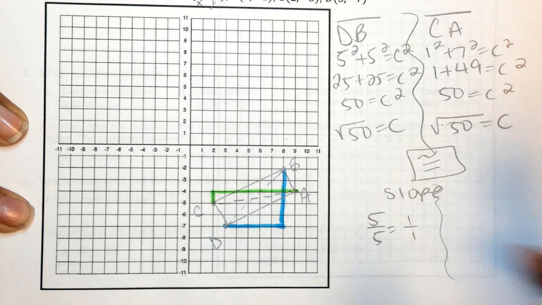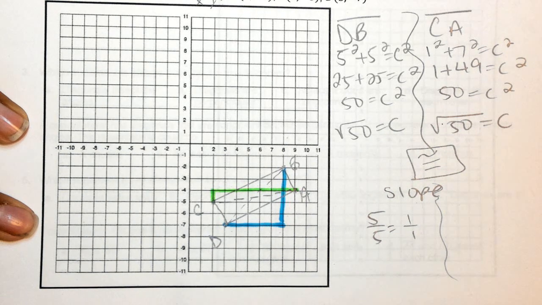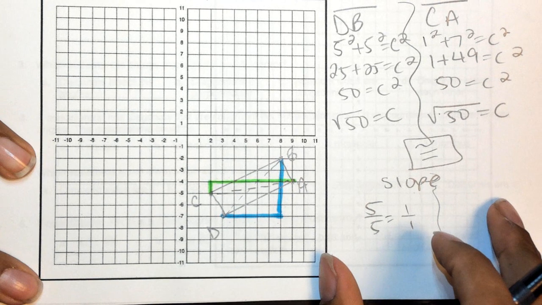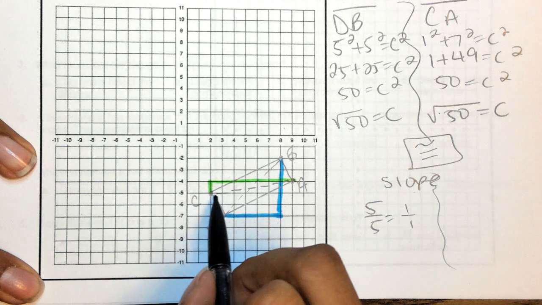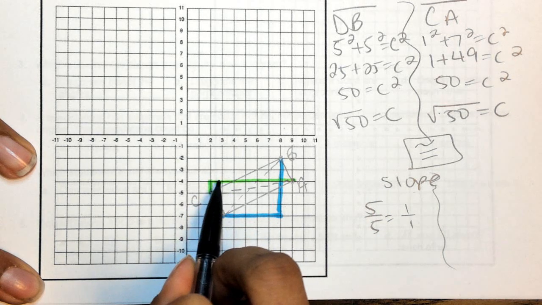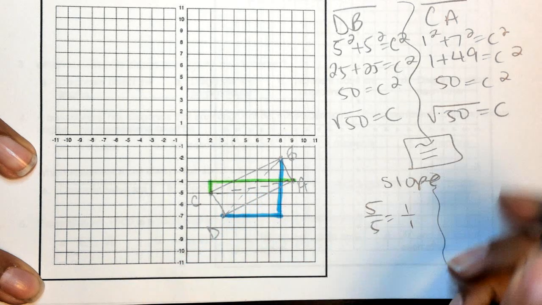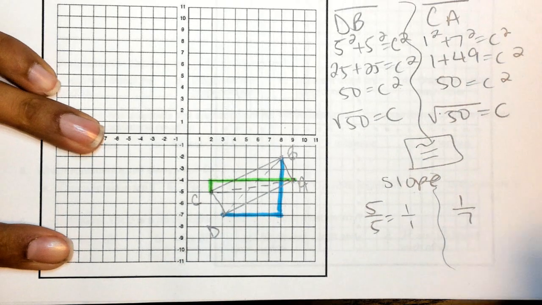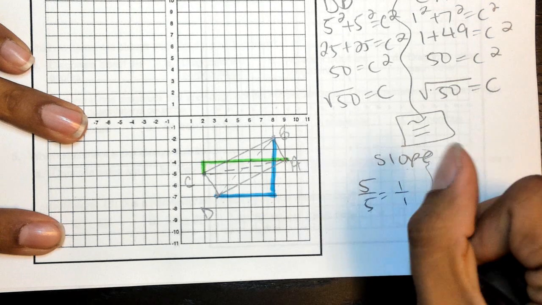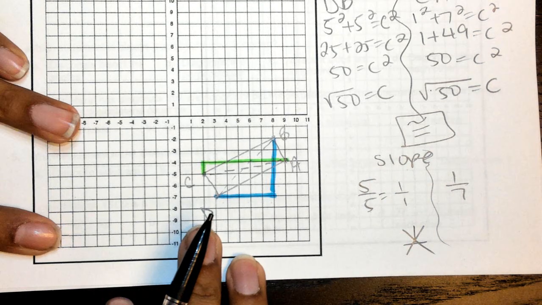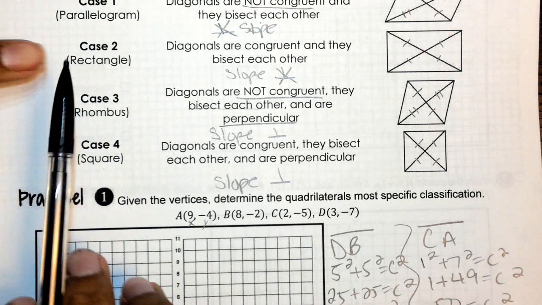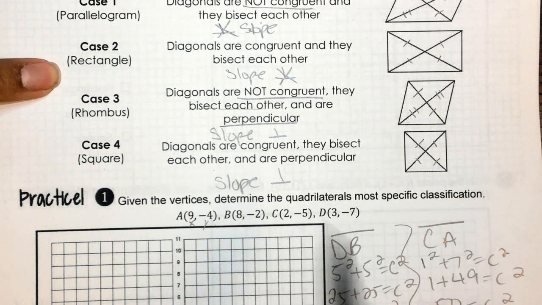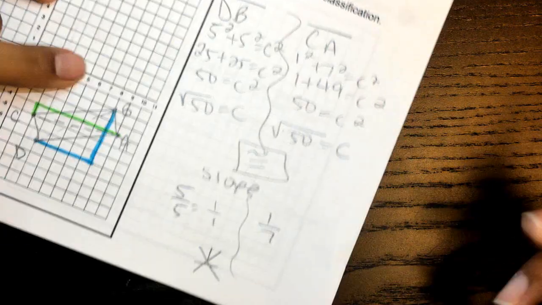Remember, you will have to pay attention to the negatives because perpendicular slopes are going to be flip and switch, so opposite sign and a flipped fraction. That's all we got for DB. For CA, we're going to rise only 1 and go over 1, 2, 3, 4, 5, 6, 7. So 1 over 7. Can't simplify that. So clearly, this is not perpendicular. If we go back to the top, the only one that is congruent and not perpendicular is going to be the rectangle. So this is a rectangle.